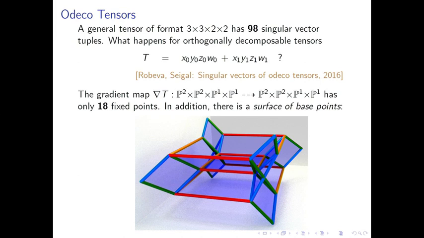The direct product of two triangles and two line segments is a six-dimensional multichromatic polytope. In the boundary of this six-dimensional polytope, we find this subcomplex of two-dimensional faces. And this is the scheme, the variety of singular vectors. So this tells us how the 98 singular vector quadruples degenerate as I move from an arbitrary 3x3x2x2 tensor to an orthogonally decomposable tensor. And it's a very nice visualization for the spectral theory, the singular value decomposition of such tensors.